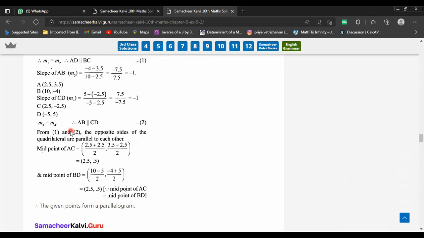So from that you are getting the same slopes as the answers. So we are done with that. We need to find the midpoint of AC and midpoint of BD, and we have to prove whether midpoint of AC and midpoint of BD are equal or not. You know the formula for the midpoint already.